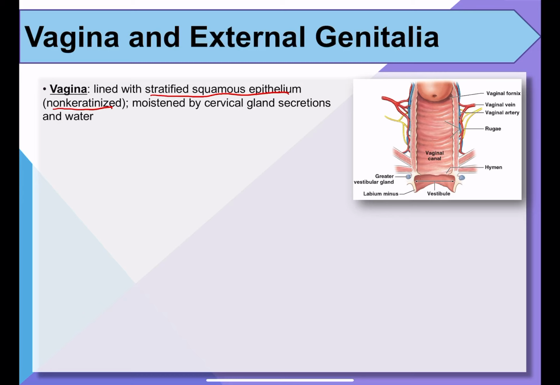But non-keratinized cells cannot stay dry. They have to be continuously moistened by mucus. Okay, so that's why within the vaginal canal, there will be cervical glands that continuously make secretions to lubricate and moisten that area.